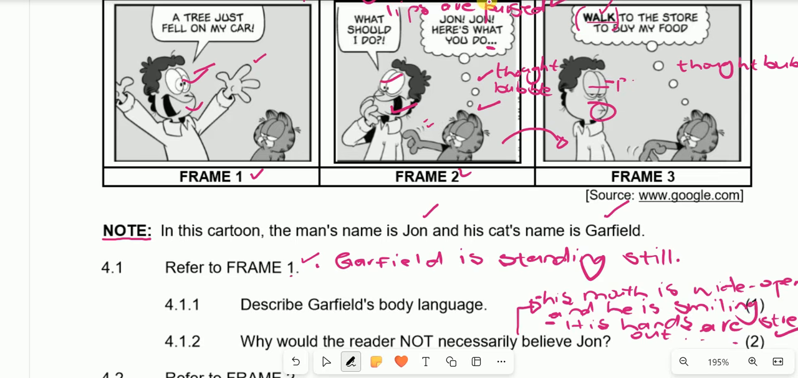But don't answer by saying, yes, it is justifiable because John lied in frame 1, and then you just end there. How do you know that he lied? Go into the nitty-gritty of your response. Go into detail. Leave no stone unturned. Say that John lied because in frame 1, his mouth is wide open, eyes wide open, he's even happy and smiling, as well as in frame 2, which contradict the statement that a tree fell on his car, to show that he is lying. So Garfield is justified in his behavior to suggest that John has an option to walk to the store to get him food.